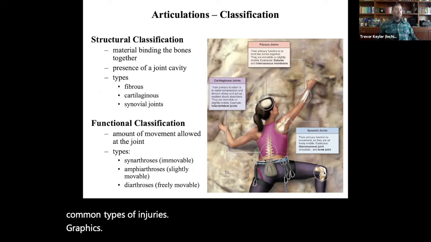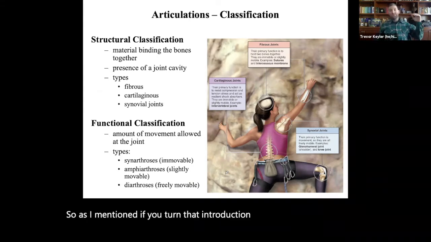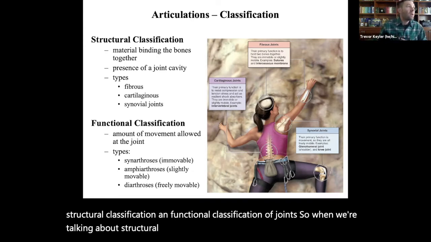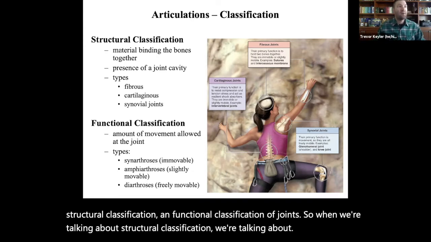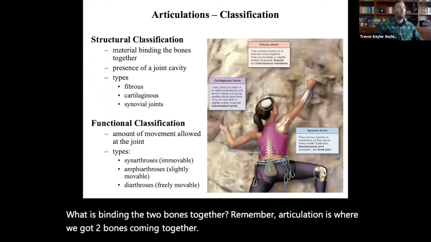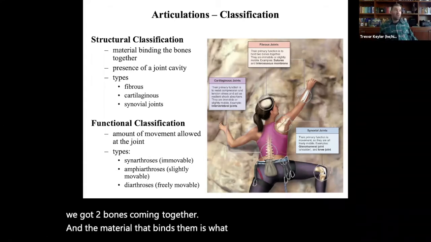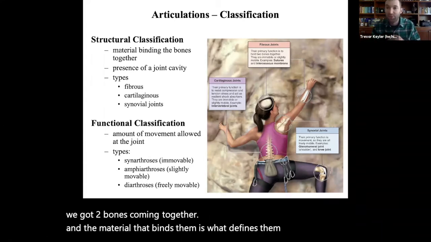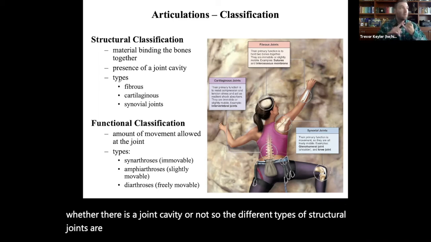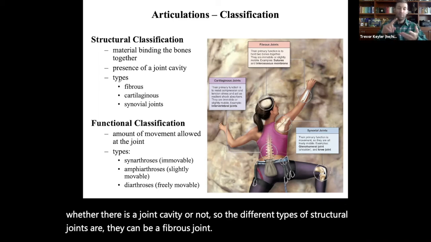So as I mentioned, if you turn to that introduction page, we have both structural classification and functional classification of joints. So when we're talking about structural classification, we're talking about what is binding the two bones together, okay? Remember, an articulation is where we've got two bones coming together. And the material that binds them is what defines them structurally. Also, whether there is a joint cavity or not, okay? So the different types of structural joints are fibrous joint, cartilaginous joint, or a synovial joint.